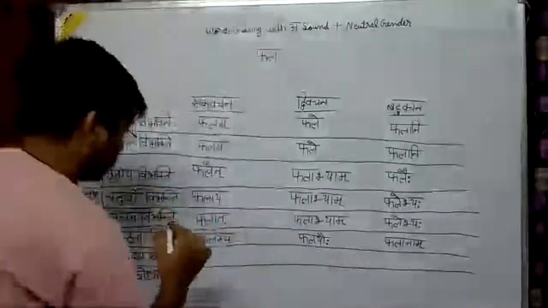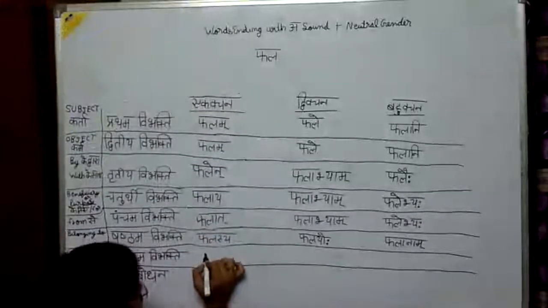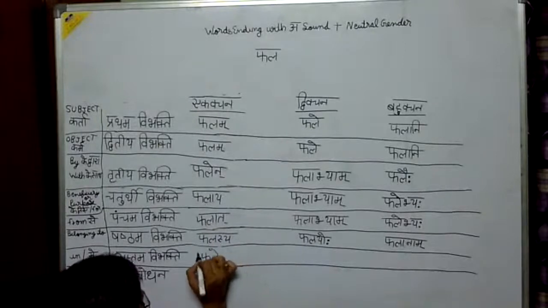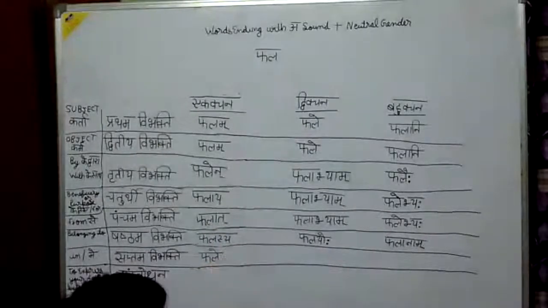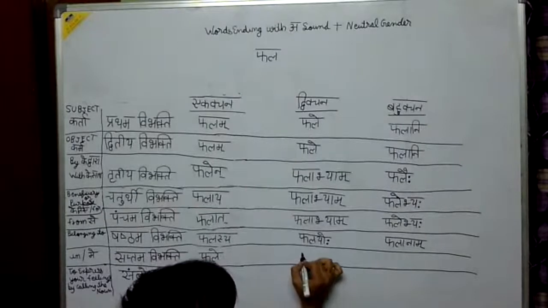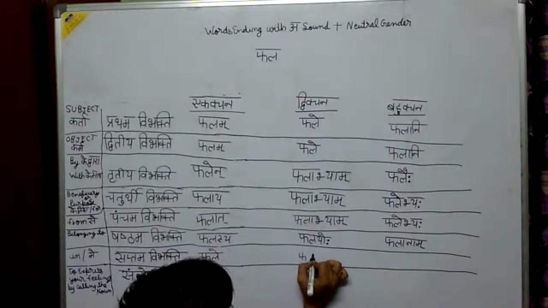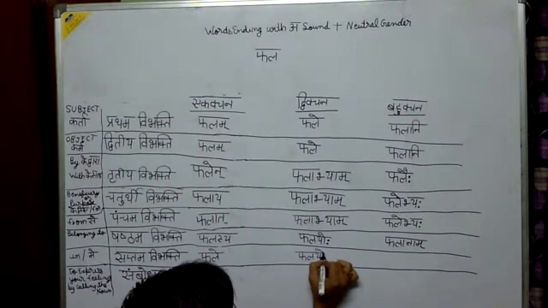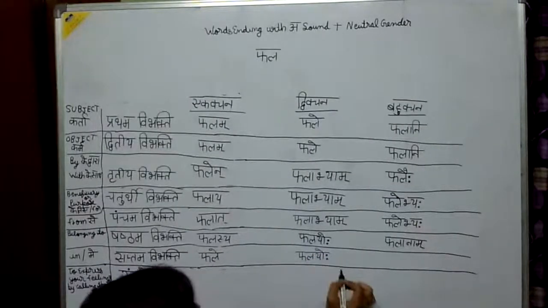For सप्तम विभक्ति you will use फले, फलयोः, फलेषु.